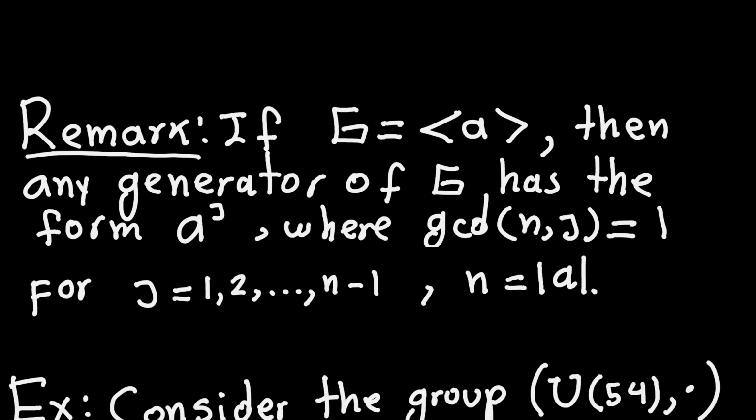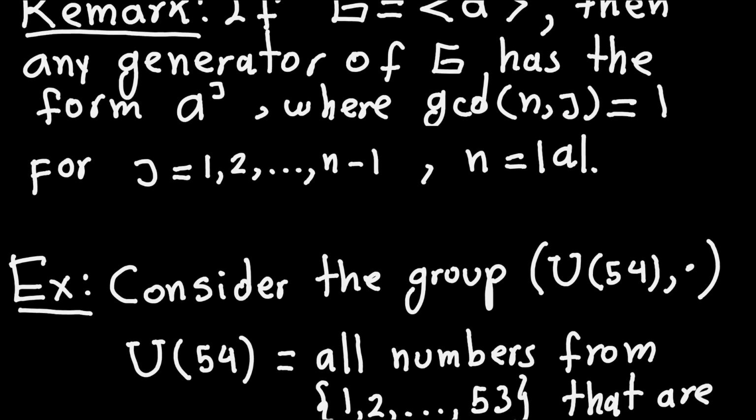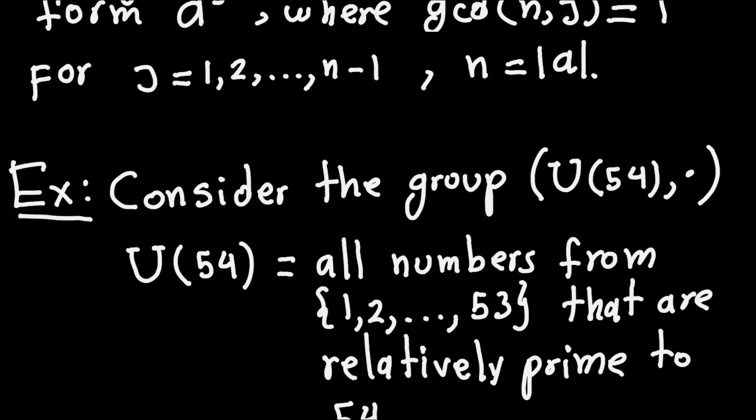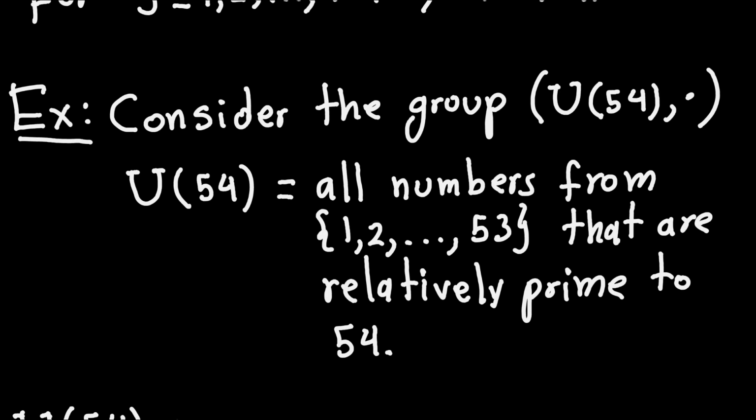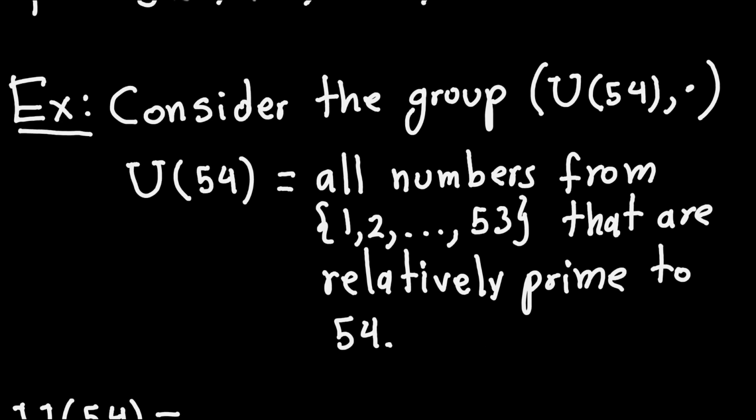So the idea for this lecture is to go over some examples on how we're going to use this for some particular cases. So let's look at this group. Let's look at the group U54 where the binary operation is multiplication. And let me explain what these two things are.